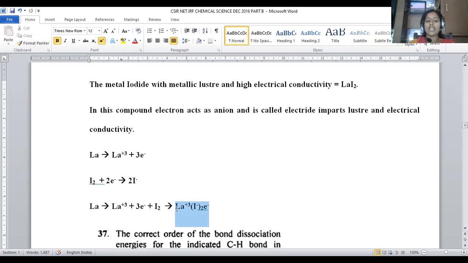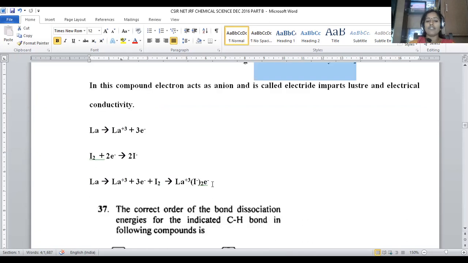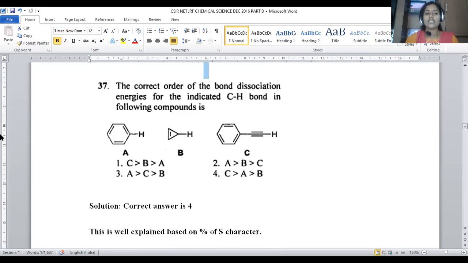Because of this electride formation, it induces the luster nature, a shiny surface will be there, and a higher electrical conductivity, because free electrons are available within the compound. So here the conductivity of these compounds is extremely large. Among all, lanthanum iodide has higher electrical conductivity and metallic luster. That is because of electride formation. For question number 36, option number 3 is the correct answer. Let us move on to 37.